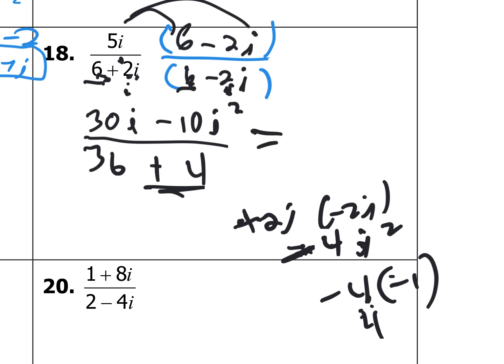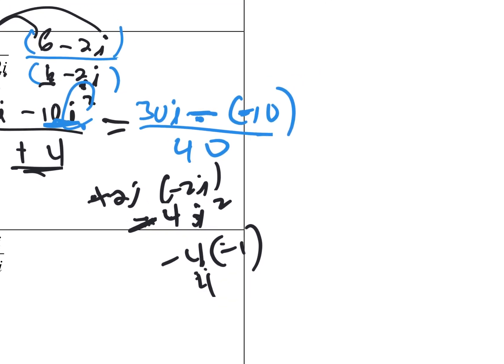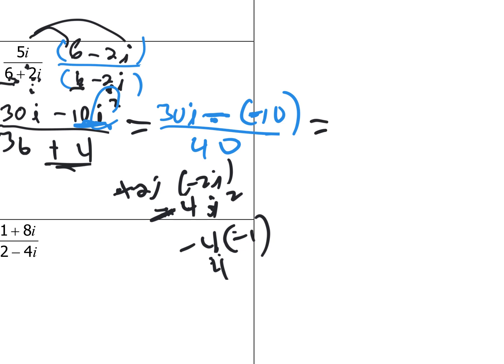That only works when they're conjugate pairs. So this answer turns into, be careful, this is a 30I minus negative 10. That is a negative 1 times 10 is a negative 10. What is a minus 10 going to be? Positive. So it's a 30I plus 10 over 40.